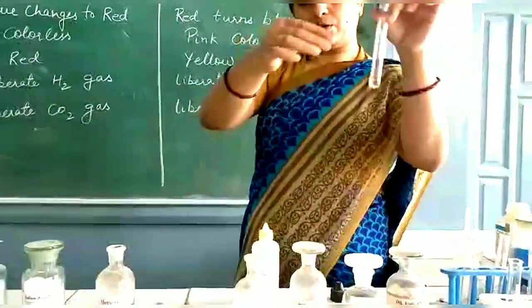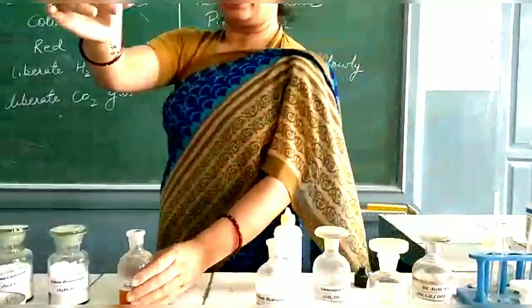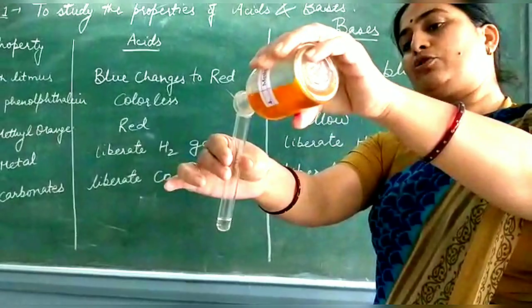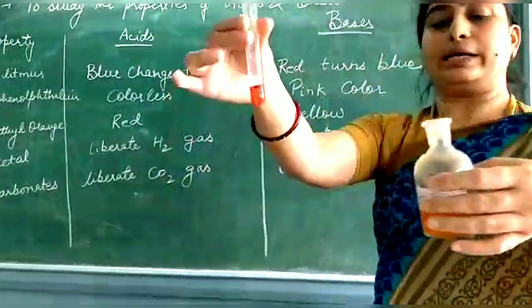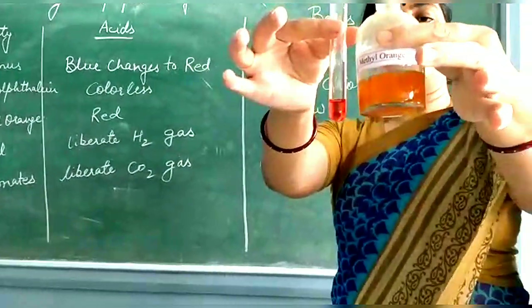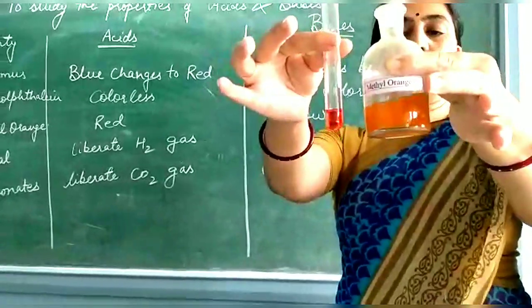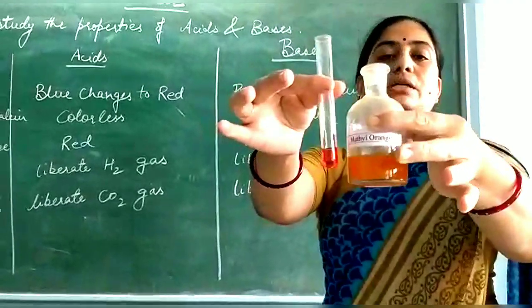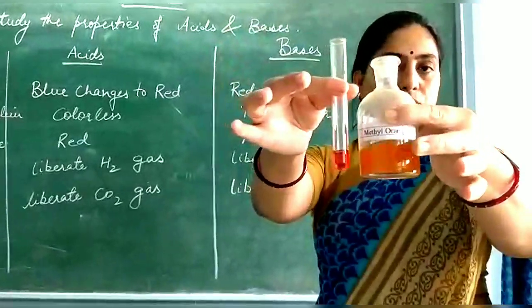I'm taking some amount of acid and then add methyl orange to it. After adding a small amount of methyl orange, we found that it changes to red color. You can compare the difference. Earlier it was orange, now it is red. So there is a difference in color. With acid it changes to red.